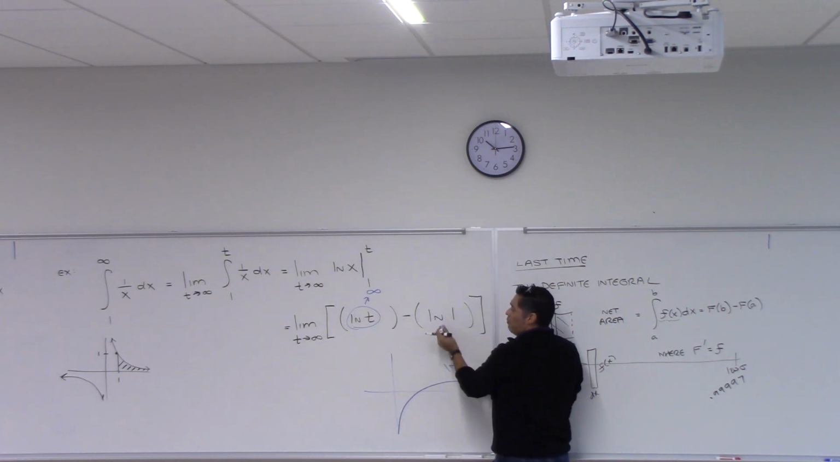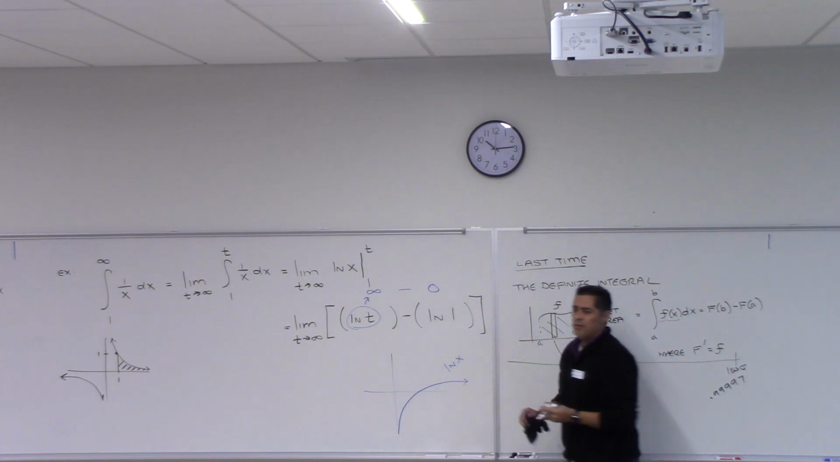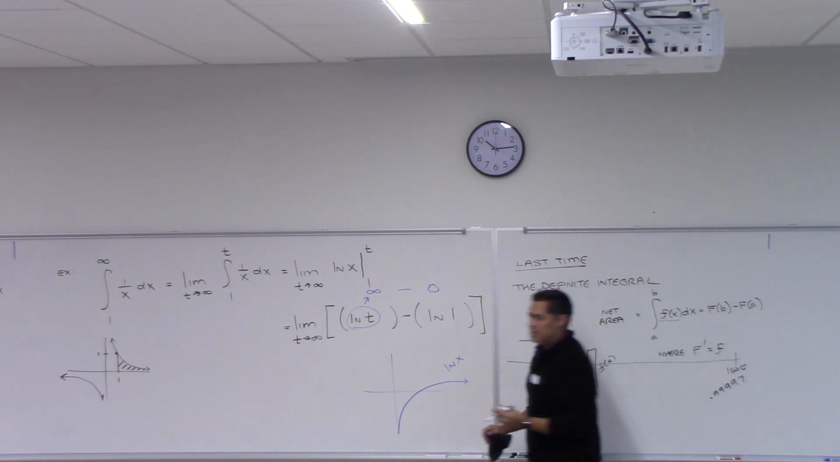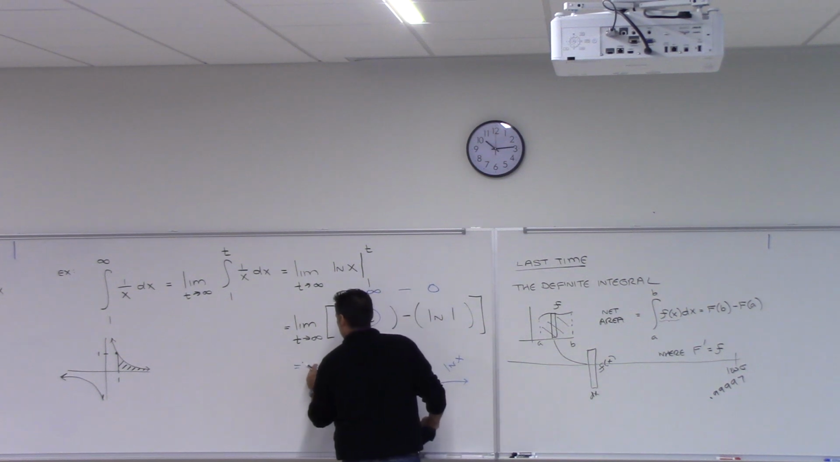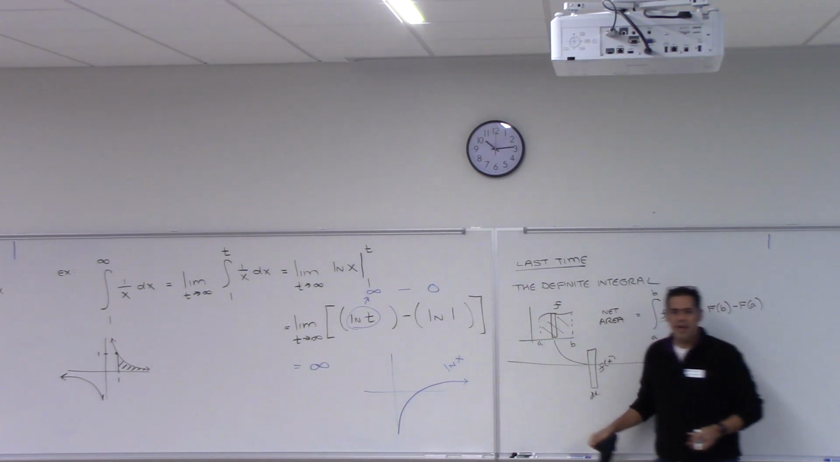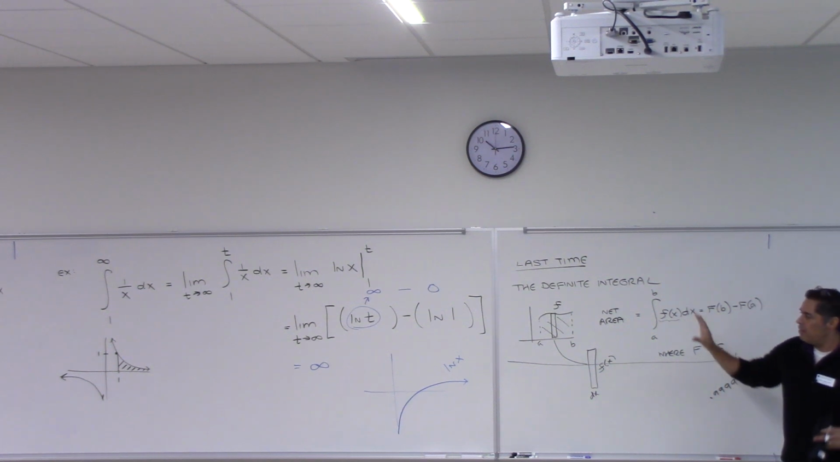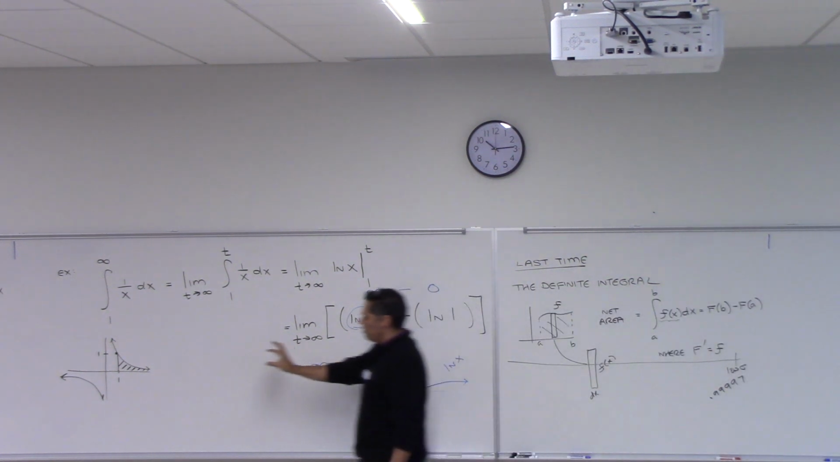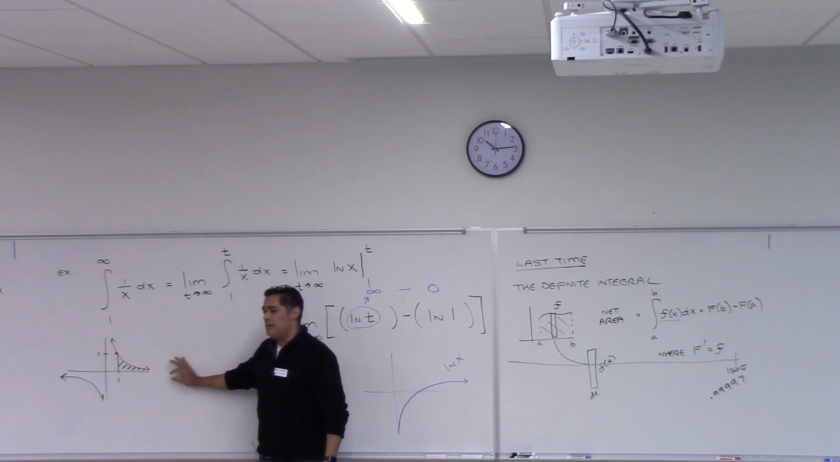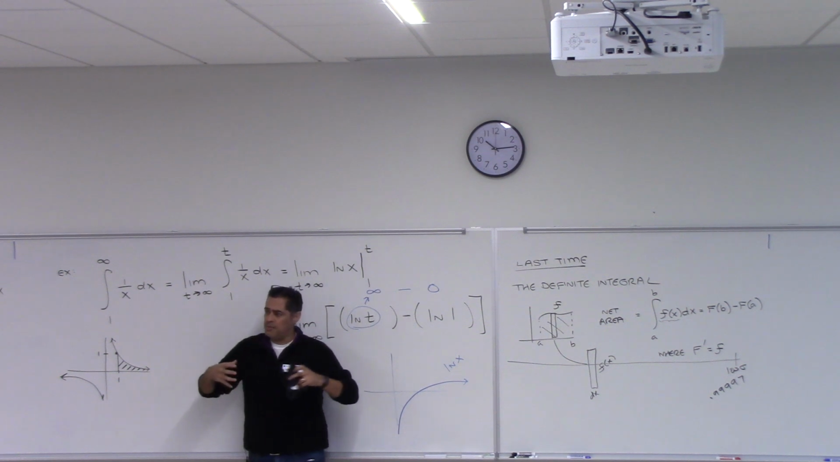Minus natural log of 1 is 0. So you get infinity minus 0, which means you get infinity. And what does this mean to us? It means that that area is becoming unboundedly large. It's becoming infinitely big, the area. Even though this asymptotically approaches 0, just like the other one did, it doesn't approach 0 fast enough. So the area just keeps adding up.